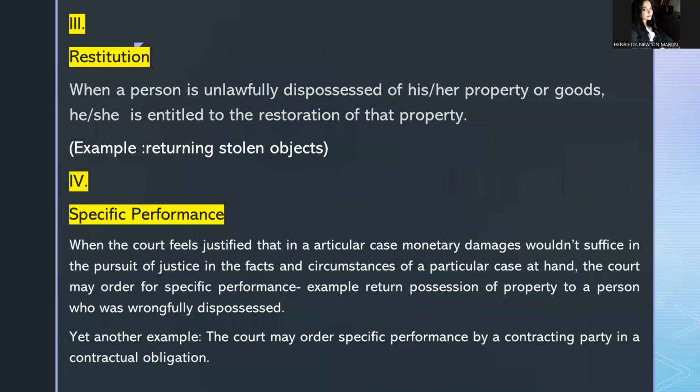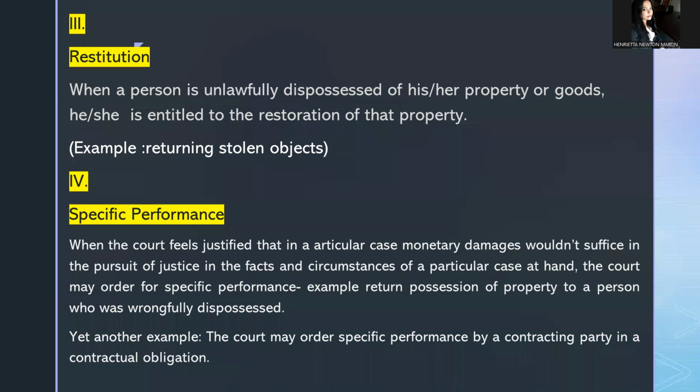Next is restitution. Now, when a person is unlawfully dispossessed of his or her property or goods, then he or she is entitled to restoration of that property. Example, returning stolen objects. Restitution means to return something that belongs to someone else. So the court may ask a person to restore the property back to the person from whom it was taken. So restitution.